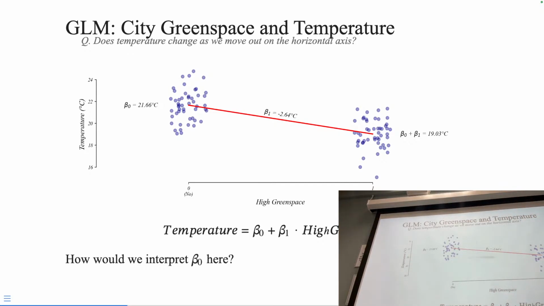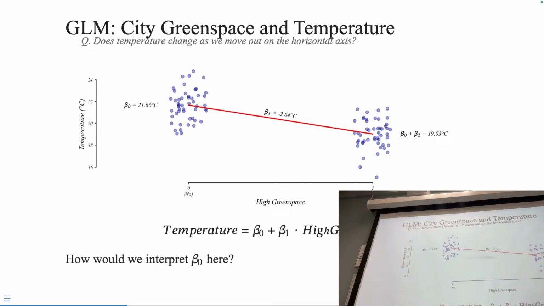Someone want to interpret beta 0 for me? All right. Is that a hand? Yeah. Okay. The average temperature of the cities without green space. Perfect. The average temperature of the neighborhood coded as 0. So the average temperature of the 0 group. That will always be true. No matter how we've coded this, we could switch the coding, have yes be at 0 and no be at 1. However we code it, the interpretation of beta 0 is the average vertical axis, in this case, average temperature for the 0 coded group.